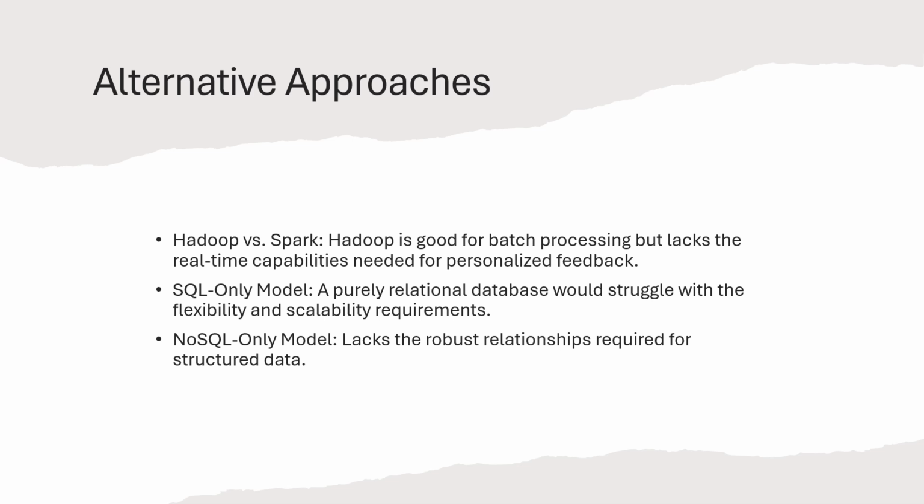So for alternative approaches, I considered several technologies, but each had its own limitations. I use Spark instead of Hadoop because Hadoop can be good for batch processing, but it lacks the real-time capabilities which Spark has. So the user would not be able to get more accurate recommendations or insights if I used Hadoop instead of Spark.